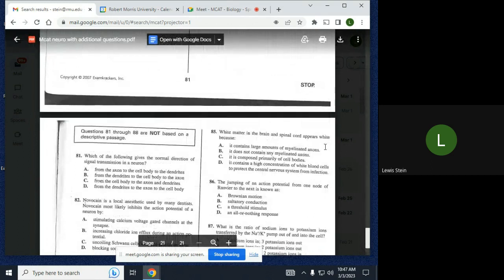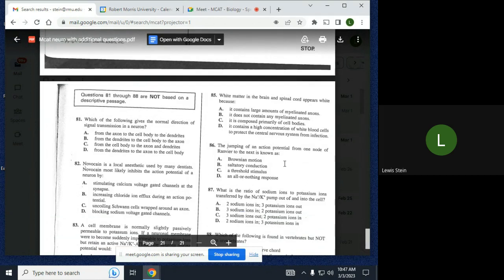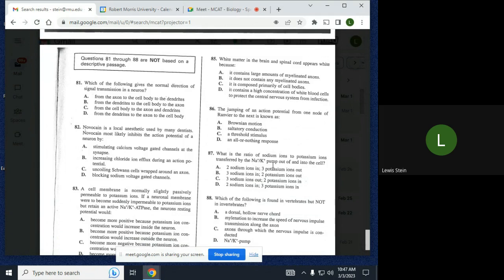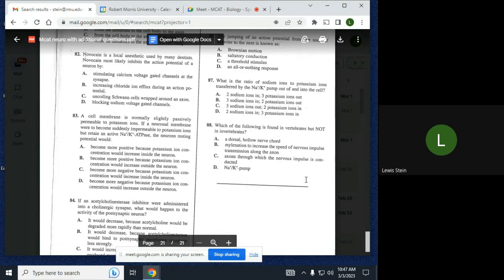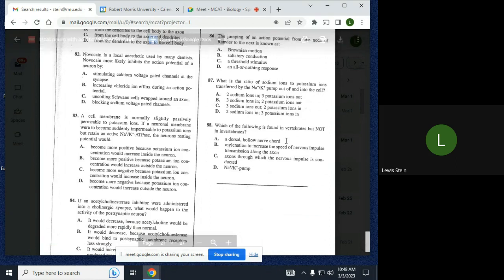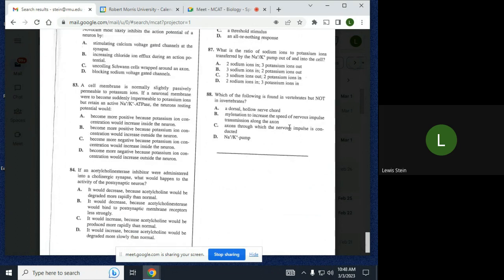White matter is white because it's myelinated axon. Jumping, saltatory conduction. Ratio of sodium to potassium ions transferred, pumped out of and into the cell: you pump 3 sodiums out, 2 potassiums in, a consistent relationship. And which of the following is found in vertebrates but not in invertebrates? Ta-da! Good old dorsal hollow nerve cord. Basic high school biology. Okay, we're good.